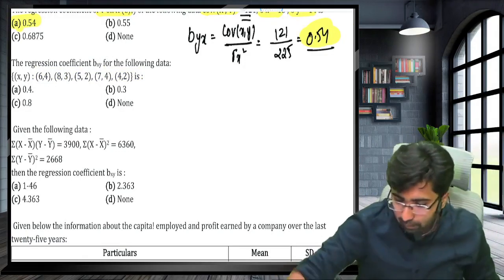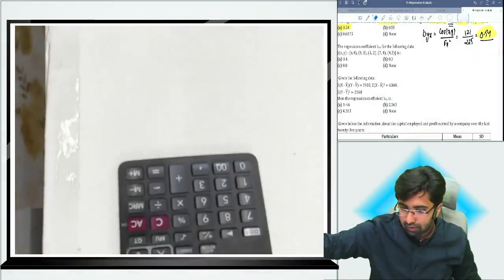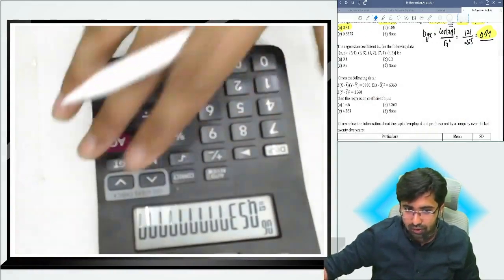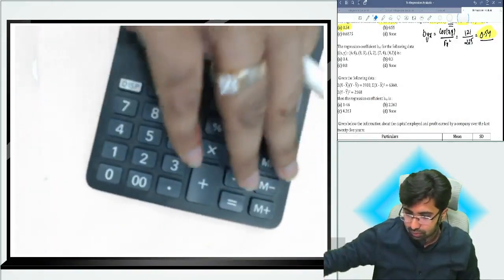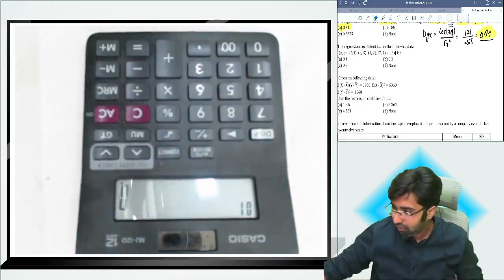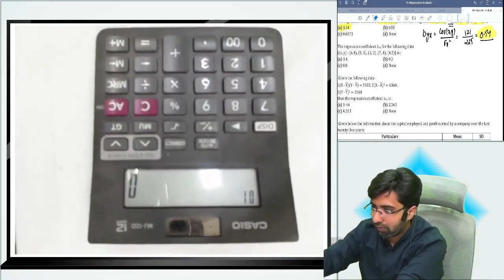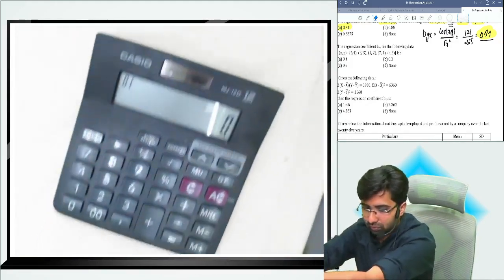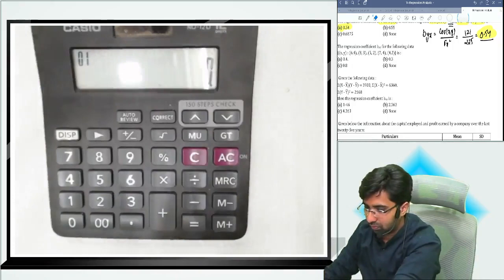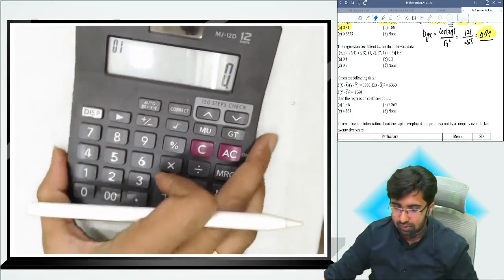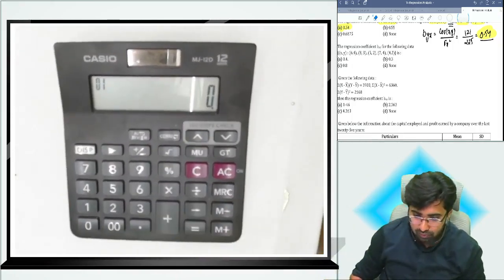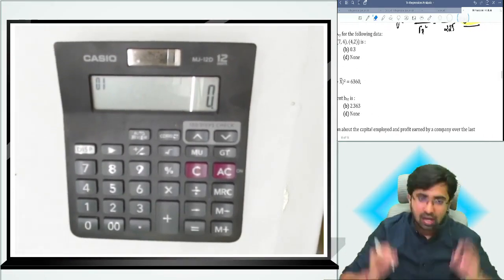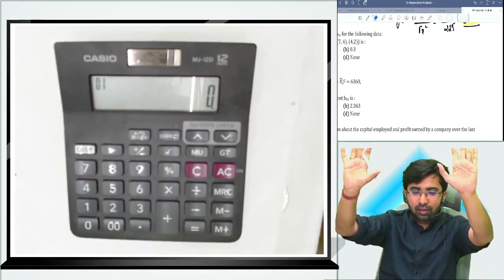Are you all ready? Wait a second, this calculator view is tampered. Let me settle it. Okay, now this is ready, guys. Guys, is this calculator visible now? Shall we start? Guys, now see. Are you all here now?